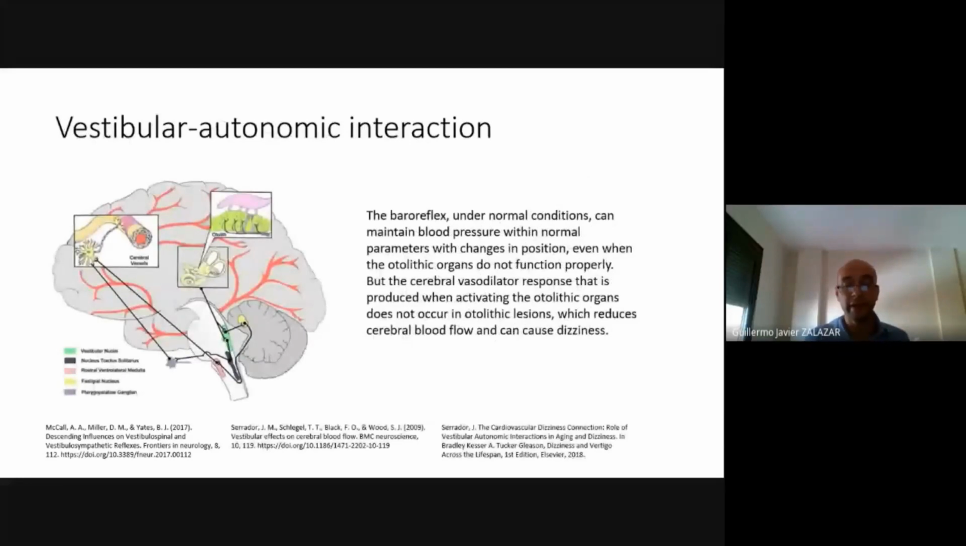It has been observed that if the otolithic organs are damaged, the baroreflex can maintain blood pressure within normality with postural change, but the brain blood flow falls, which indicates that the otolithic organs are important to adapt blood flow to postural change before the baroreflex is activated.